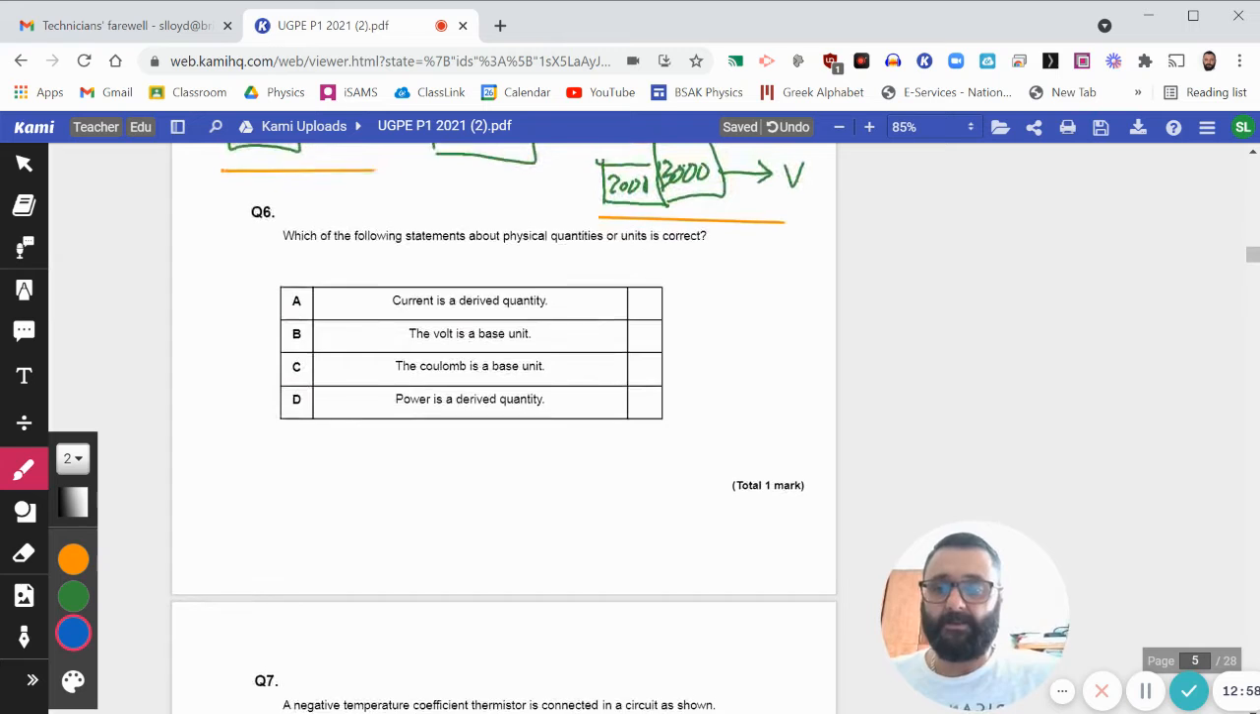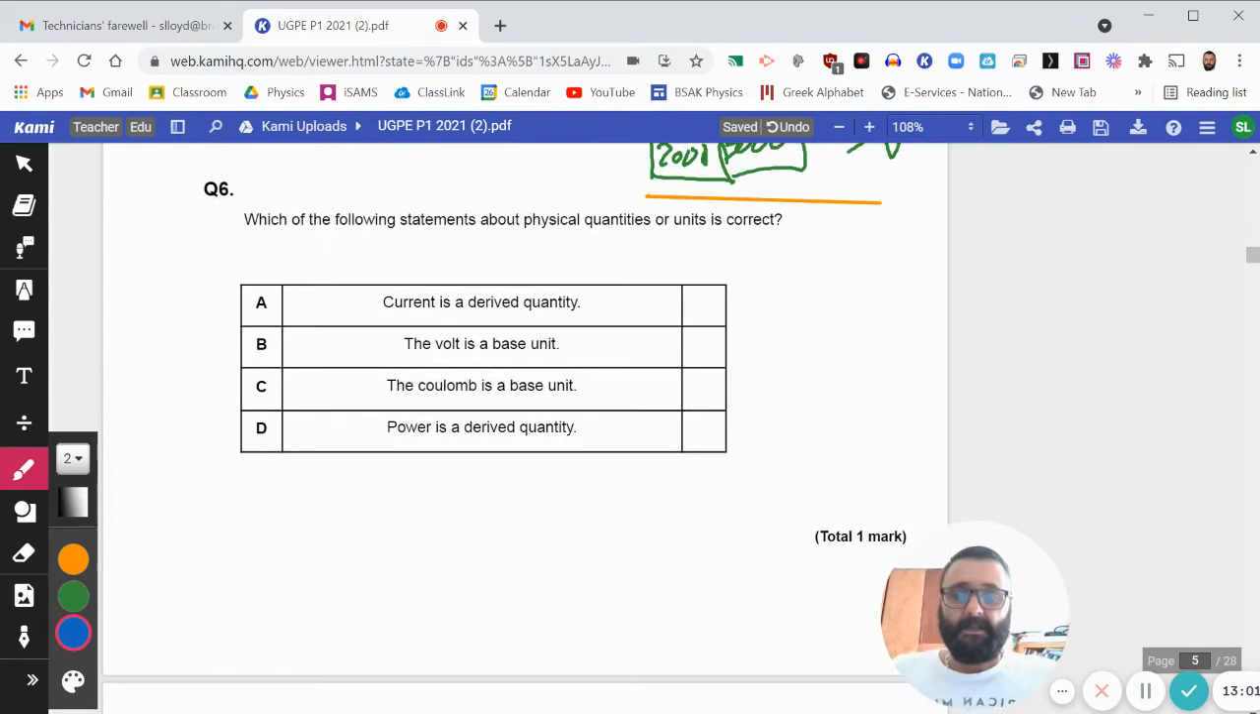Okay. Right. Question 6. It's base quantities, derived quantities, and units, of course. Which of the statements about physical quantity is correct? Current is derived. No, that's a base. The volt is a base unit. No, the volt is a derived unit. Coulomb is a base. Yes, interestingly, a lot of physicists believe that the Coulomb should be a base unit. But it's not true. It's the amp that's the base unit. So power is a derived quantity. Of course it is.